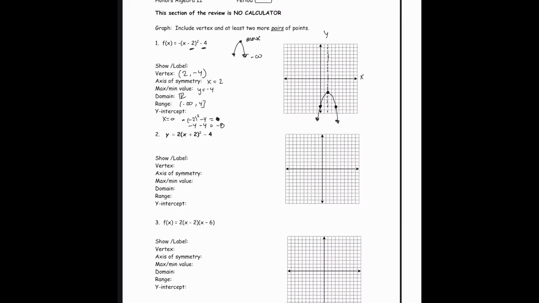All right. Skip number 2, number 3. 2 times (x minus 2)(x minus 6). So a couple things we can do here. In this form, intercept form, this tells us where the x-intercepts are. So the x-intercepts are at x equals 2 and x equals 6.